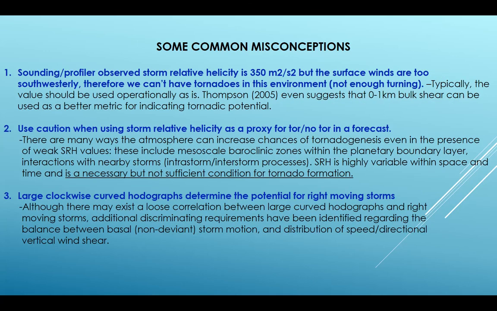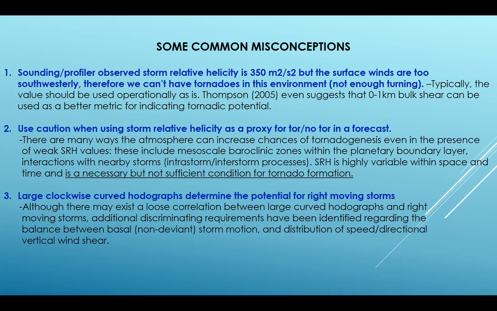Some common misconceptions. Number one, the sounding profiler observed storm relative helicity, for example, is 350 meters squared per second squared, but the surface winds are too southwesterly. Therefore, we can't have tornadoes in this environment because there's not enough turning. This is a myth because typically the value should be taken or used operationally as is. So the value should just be taken for what it's worth directly, just as the integer alone.